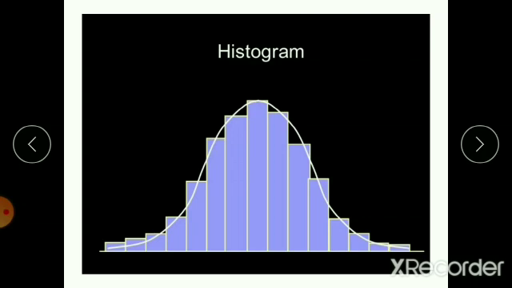If the data is in inclusive form, which we have seen in the previous video, you have to convert it into exclusive form, using a proper scale. Then you have to mark the class interval on the x-axis and frequencies on the y-axis. Then construct rectangles with the class interval as base and the corresponding frequencies as height.